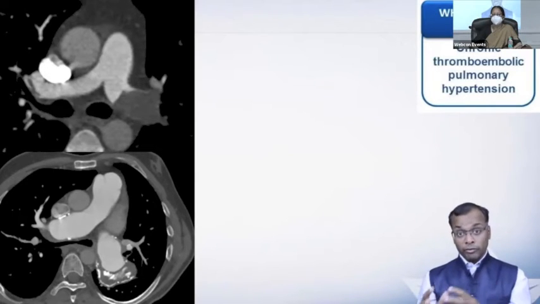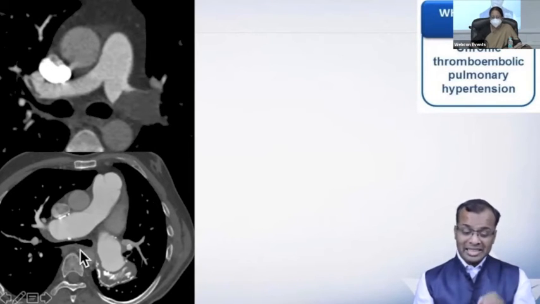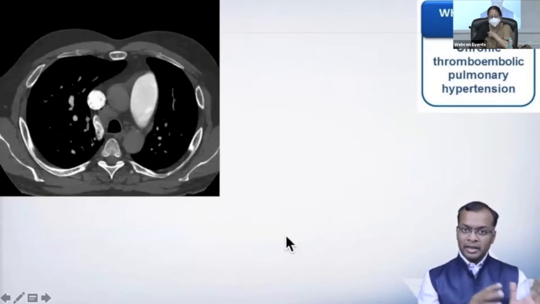Group 4 PH, which is something of special interest to us in Narayana Hridayalaya, where we see chronic thromboembolic pulmonary hypertension, where you will see areas of wall calcification, calcified thrombus in there. This is what an acute pulmonary embolism would look like. This is what a chronic pulmonary embolism would look like. We would get webs in the pulmonary arteries, and we can do dual energy CT scans to look at areas of hyperperfusion compared to normal areas.